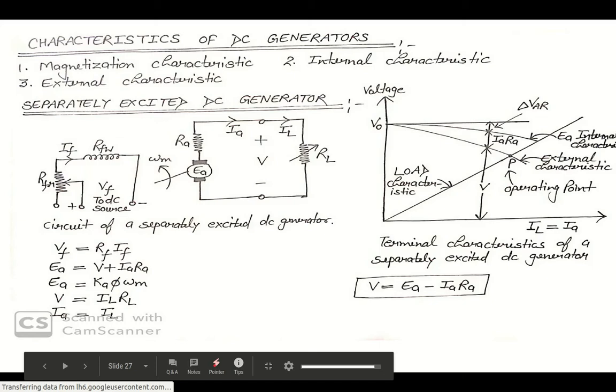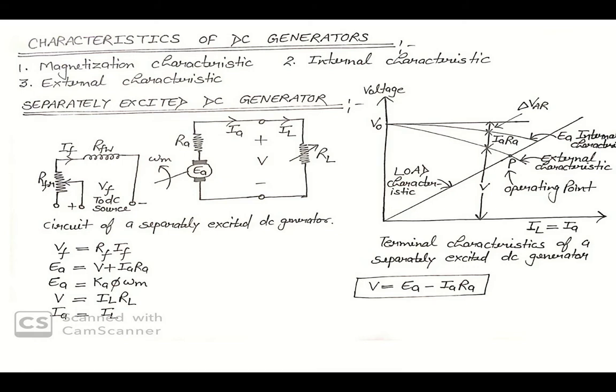In this lecture we are going to discuss the characteristics of a DC generator. We have three types of characteristics of a DC generator. First is the magnetization characteristic, second is the internal characteristic, and third is the external characteristic.